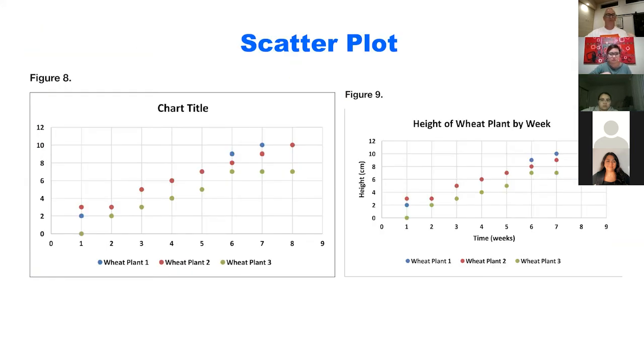So this is what your scatter plots are going to look like. We went through what we want them to look like. You want to use the whole space. You want to have axes, and make sure there are units on the axes. You want to make sure you have your independent and dependent variables in the right place.